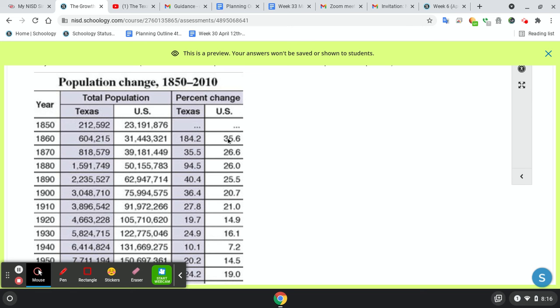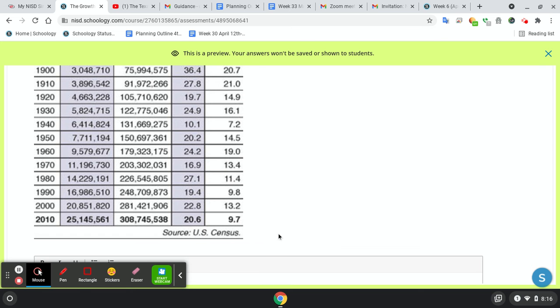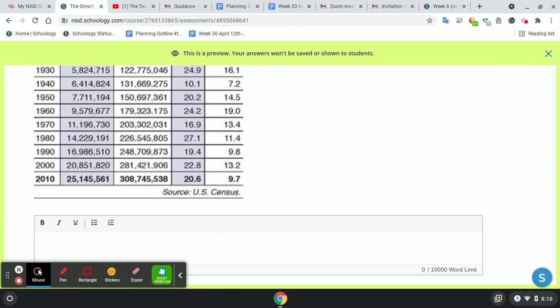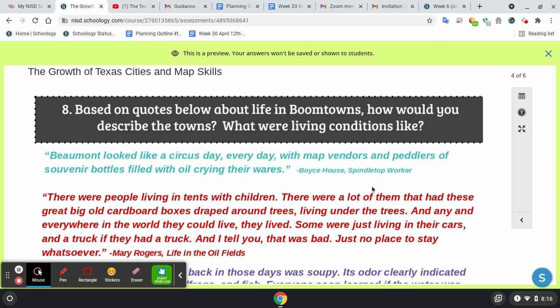Look, going back to 1860, here's the change in the U.S. and here's Texas. No matter what it is, we've grown a little bit more. Why do you think that is? You can talk about available land. You can talk about resources. All of that is fair game, just defend your answer with stuff we've talked about.